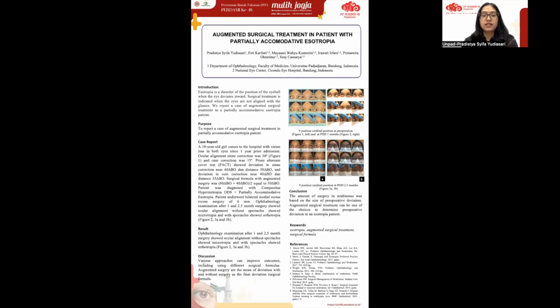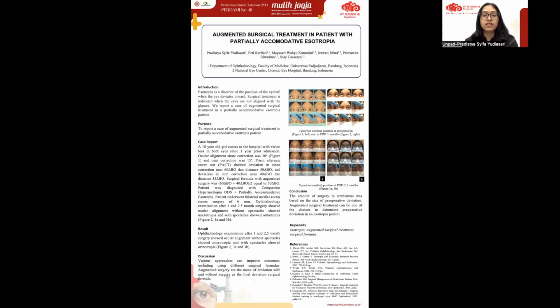patient. This case report was about an 18-year-old girl who came to the hospital with vision loss in both eyes since 1 year prior to admission. The ocular alignment sine correction was 30° and cum correction was 15°. Recent alternate cover tests showed deviation in sine correction in near fixation about 60 prism base out, and for distance fixation 50 prism base out.